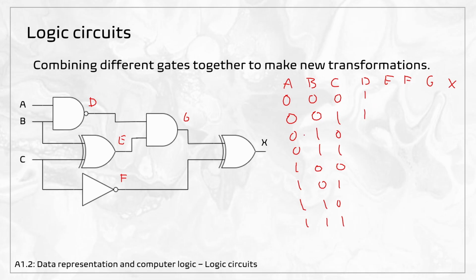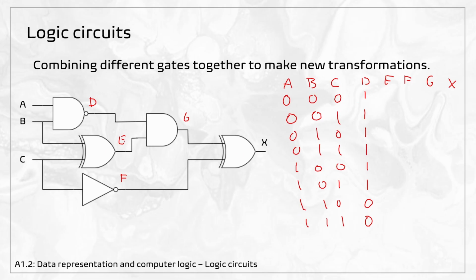Same for here. This is also going to be a 1. This will be a 1 as well. This will be a 1 as well. This will be a 1 as well. But here, since an AND gate would usually produce a 1, here would be zeros right here. Now let's move on to E.